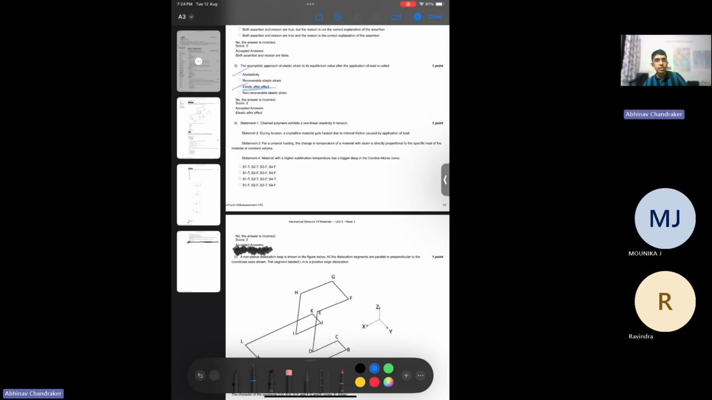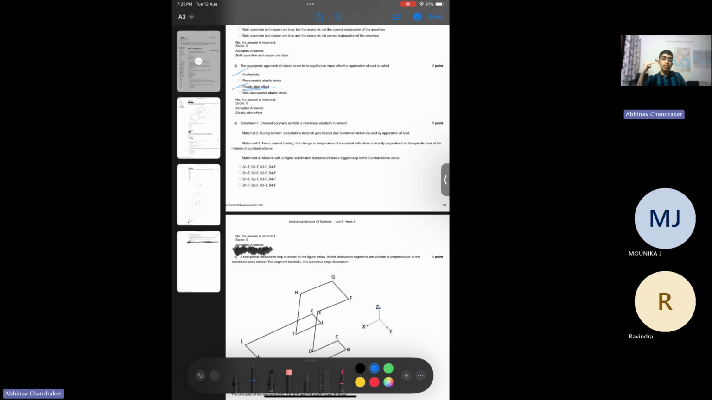The statement is: chain polymers exhibit a nonlinear elasticity in tension. Hmm, that is true. Statement 2: during tension, a crystalline material gets heated due to internal friction caused by application of load. Heating is due to internal friction. In a way, it's true, yes.